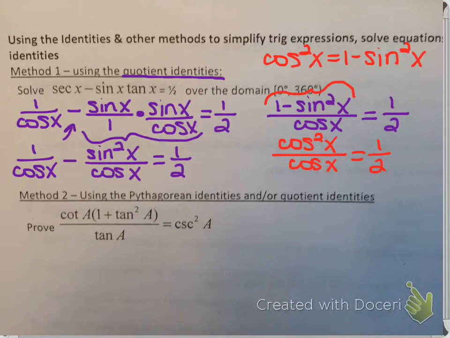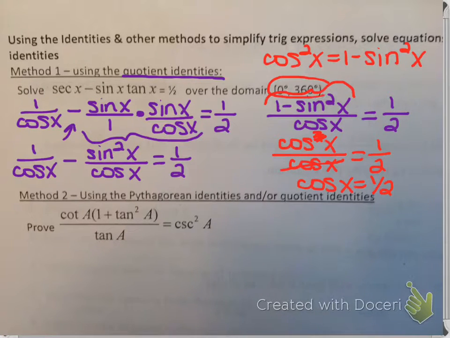I've got 2 cosines being multiplied on top. I've got a cosine on bottom. So this cosine would cancel with one of those. And I am left with a very simplified equation that just says cosine of x is equal to 1/2. Okay? And now I actually have the ability to solve it.